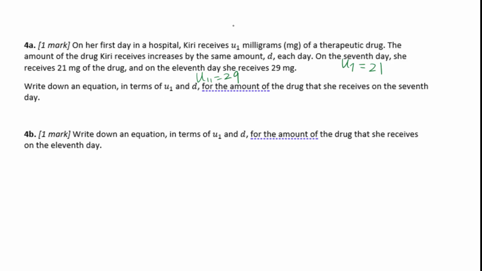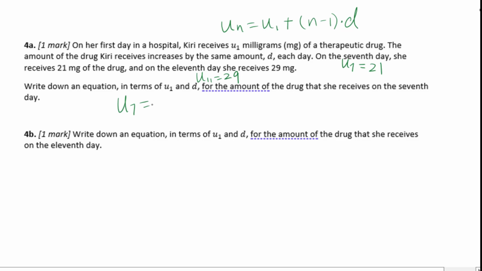We know this is an arithmetic sequence, so U sub n equals U sub 1 plus n minus 1 times D. So U sub 7 equals U sub 1 plus 6D. For B, write down an equation in terms of U sub 1 and D for the amount of drug that she receives on the 11th day. U sub 11 equals U sub 1 plus 10D.